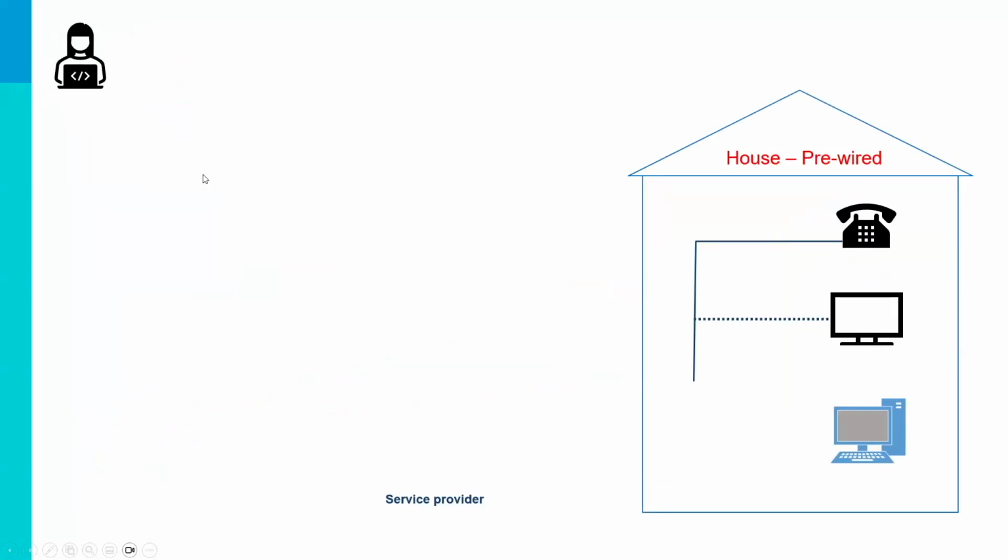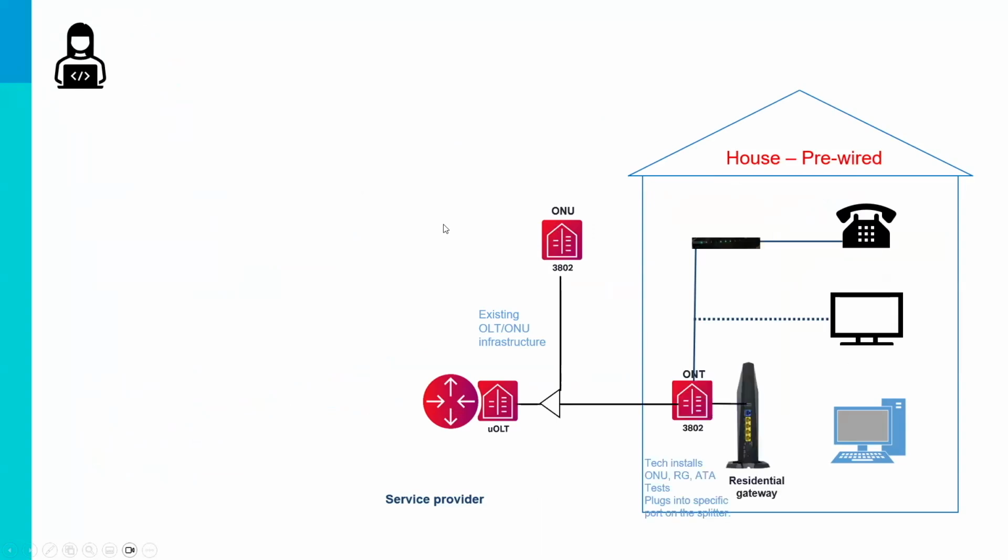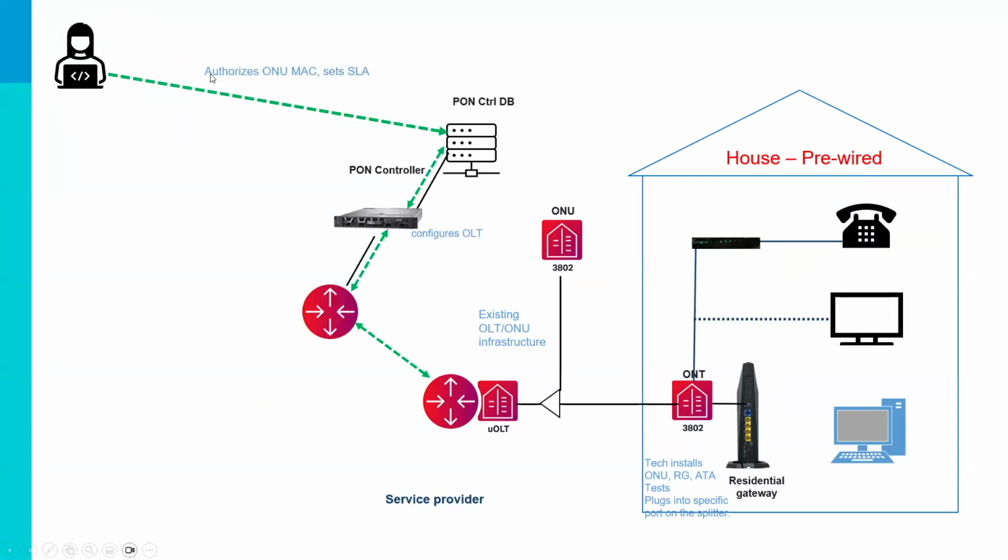So how did it look to the ISP? My house was already wired because I had cable already. And the ISP already had OLTs in my neighborhood and ONUs at other people's homes in my neighborhood. So after the tech installed the ONT and the residential gateway, and sent the MAC information back, the service provider sent the ONU MAC and my SLA to the PON controller database. Then the PON controller pulled the information and configured my OLT, and then configured the ONT at my house.